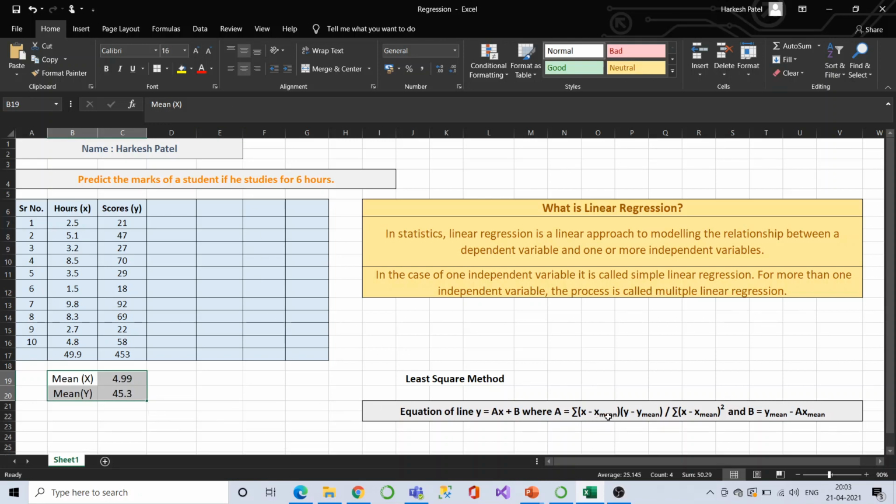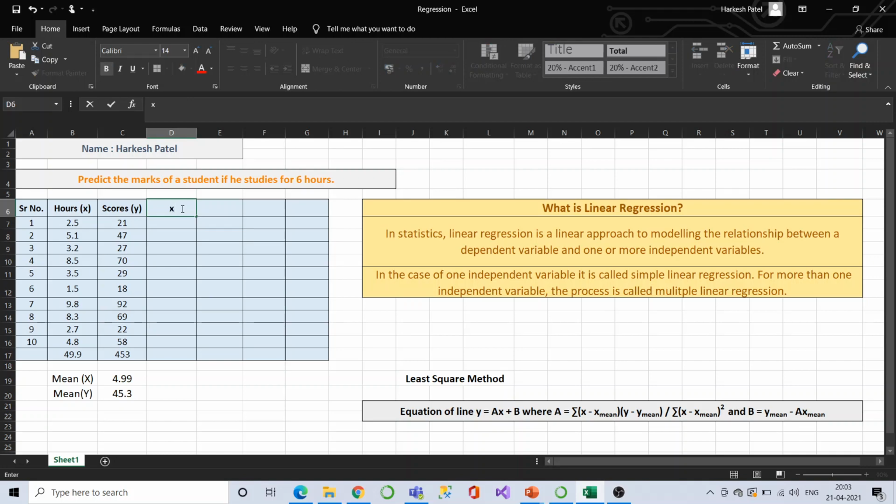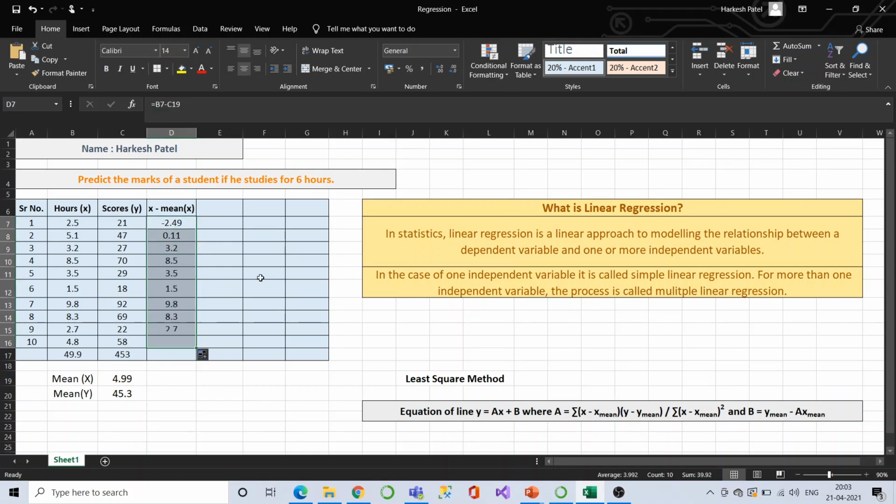Now we need x minus x mean and y minus y mean. Let us find x minus x mean. I'll write mean of x. So it would be 2.5 minus the mean. Similarly here it would be 0.1 minus this. Now we'll just drag it over here.